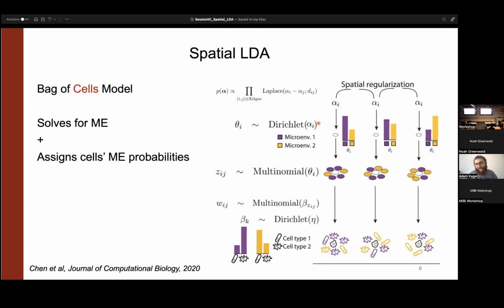But shifting this to cells, the bag of cell model, when two cells are close to each other, we'd really like them to have similar topics. If they don't have similar topics, then you don't get this smooth change in microenvironments. You could have microenvironments just clumped up next to each other, same as k-means. There'd be no solid advantage. So spatial LDA adds a spatial regularization term, which makes sure that these cells share the same topics when they're close together.